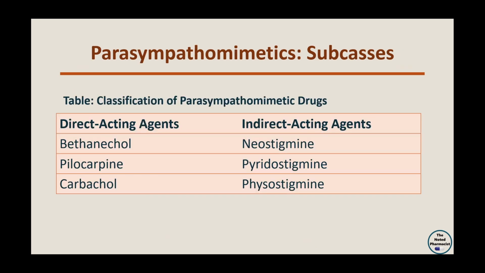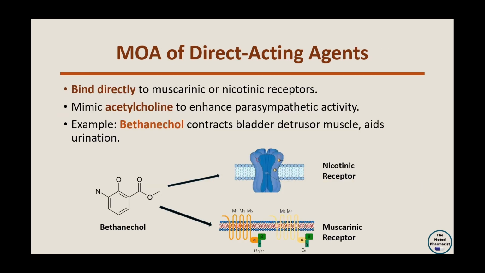Here's a concise breakdown of the parasympathomimetics, categorized into direct-acting and indirect-acting agents. This table highlights how direct-acting drugs, like bethanechol and pilocarpine, target specific receptors, while indirect-acting agents, such as neostigmine and pyridostigmine, enhance acetylcholine levels by inhibiting its breakdown. Understanding these distinctions is crucial as we delve into their therapeutic roles and applications. Let's delve deeper into their mechanisms of action next.